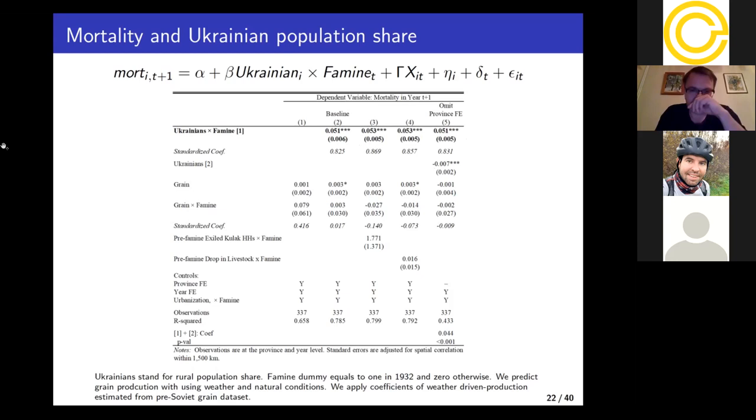The major result in this table is that Ukrainian share, the main variable of interest, is positive and highly significant and very stable in magnitude between different specifications. If you read this coefficient literally, it tells you that if you have a region with 100% ethnic Ukrainians, during the famine year the mortality in this region was 51 per thousand higher than in other regions.